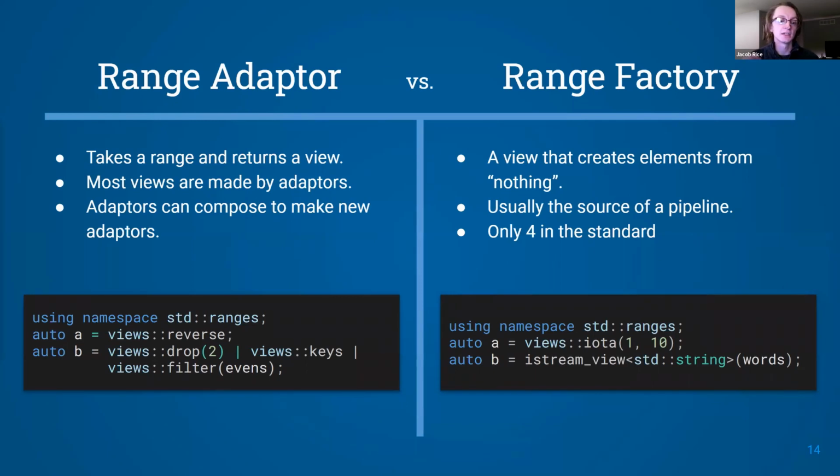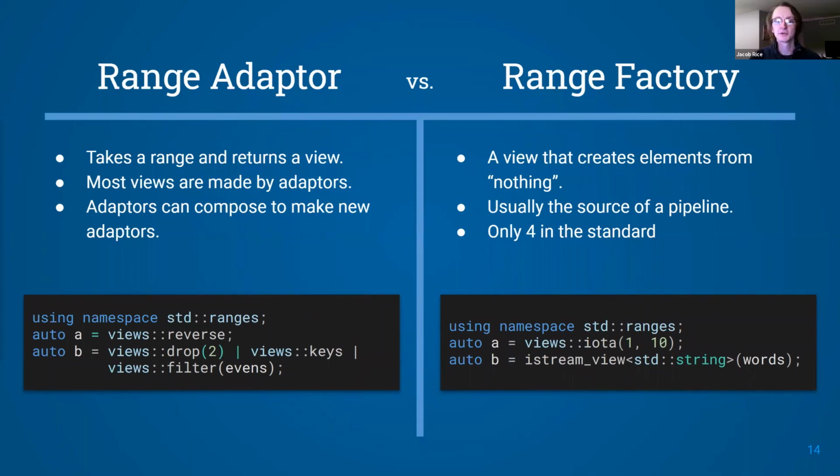A range factory is a view which creates elements from nothing, more or less. It's usually used as the source of a pipeline. You can't pipe something into it. And there are only 4 of them in the standard. I mentioned iota view, which in this case represents all of the integers from 1 to 10. There's istream view, which allows you to turn a thing like a string into a range, input streams for strings, excuse me. So those are very handy. And then there's also empty view, which is a range of 0 elements, and single view, which is a range of 1 element. So those aren't really worth putting on the slide.